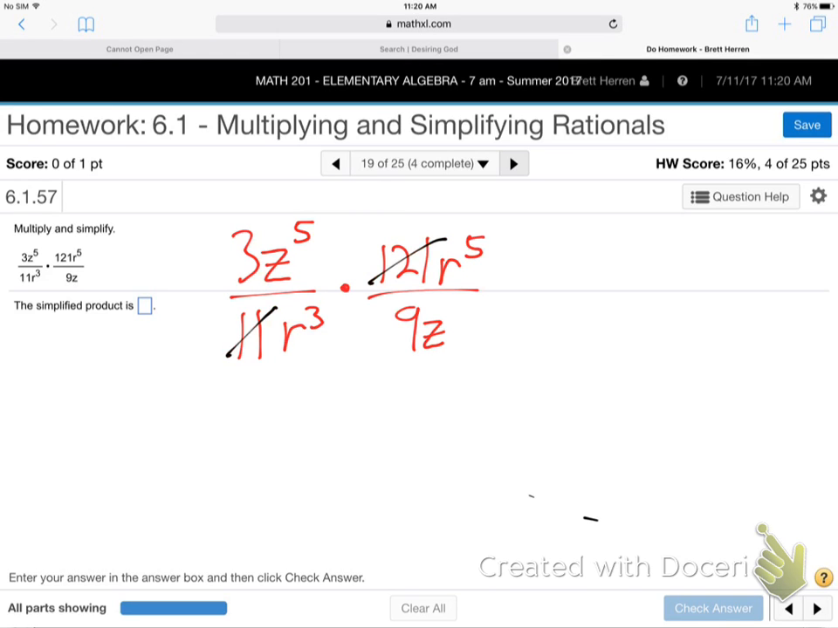So 11 goes into 121 11 times. If you're not sure, you just calculate 121 divided by 11 is 11. And 3 goes into 9 3 times. We good with all that? So what are we left with? We have 11 on the top, 3 on the bottom.